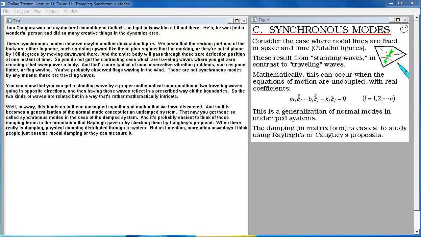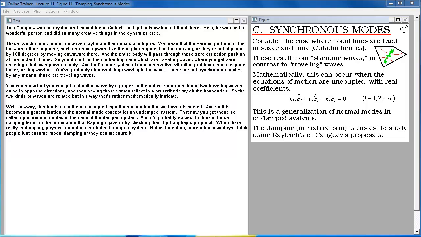So you do not get the contrasting case, which are traveling waves, where you get zero crossings that sweep over a body. And that's more typical of non-conservative vibration problems such as panel flutter or flag waving. You've probably observed flags waving in the wind. Those are not synchronous modes by any means. Those are traveling waves.